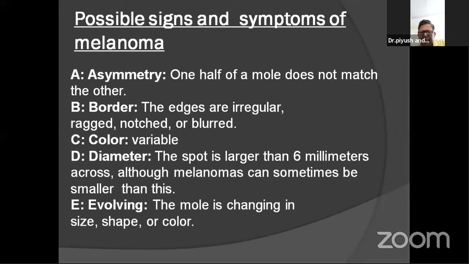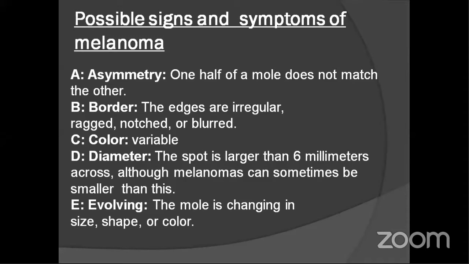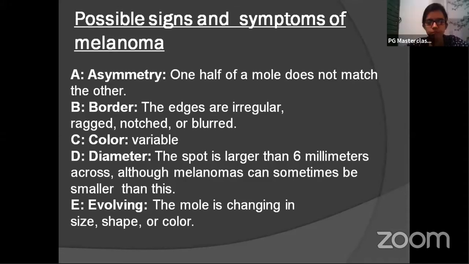These are the possible signs and symptoms of melanoma, as we know, A, B, C, D, and E. A stands for asymmetry. That is, one half of the mole does not match the other parts of the mole. D is for border. The edges of the lesion are irregular, ragged, notched, or can be blurred. It has a variable color. The diameter: the lesion is larger than 6 millimeters, but they can be smaller also.